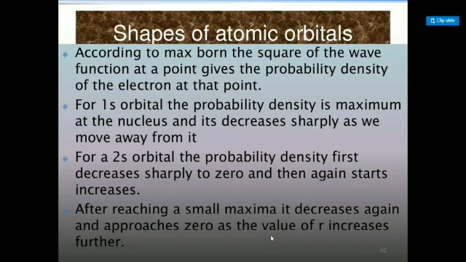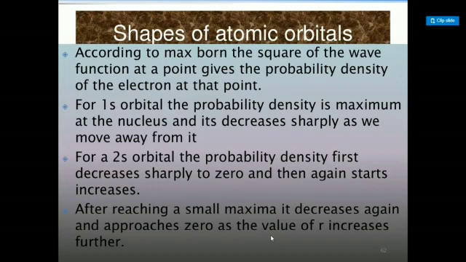According to Max Born, the square of the wave function at a point gives the probability density of the electron at that point. Wave function psi square shows the probability density of the electron at the point.